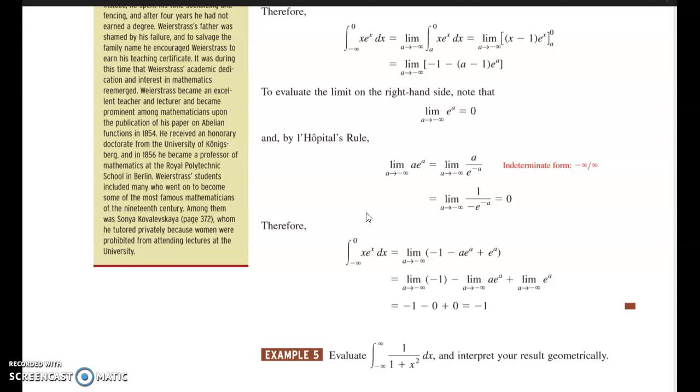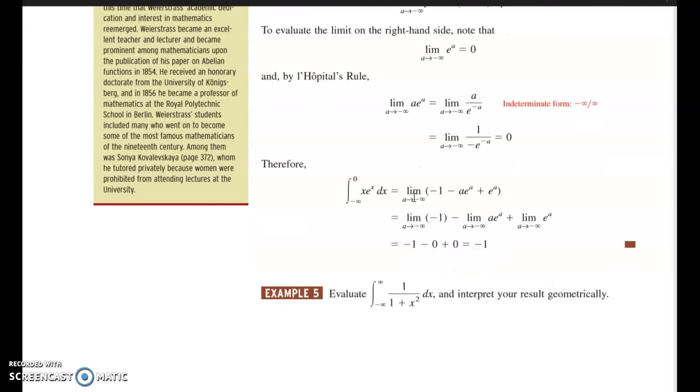That will be of the form 0 by infinity form. So limit a tends to minus infinity. I'll use L'Hopital's rule. 1 by minus e raised to minus a, which is equal to 0. So limit a tends to minus infinity, this term gets cancelled. That will be 0. The only term is minus 1. So the answer is minus 1.